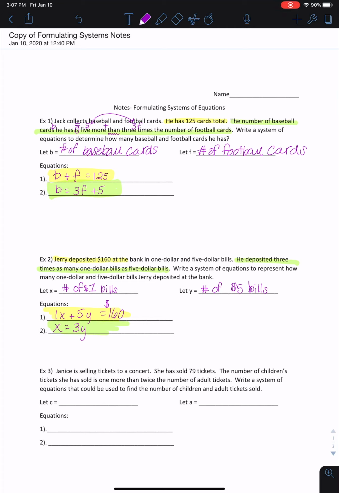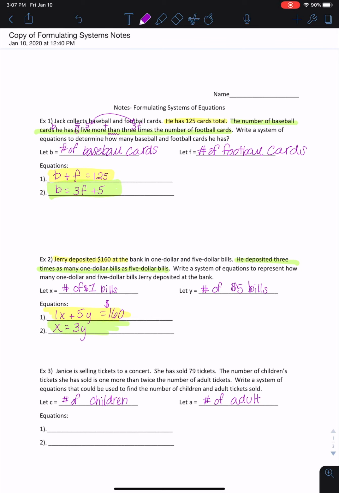All right, Janice is selling tickets to a concert. She has sold 79 tickets. The number of children's tickets she has sold is 1 more than twice the number of adult tickets. Write a system of equations that could be used to find the number of children and adult tickets. C is going to represent the number of children tickets, and A is going to represent the number of adult tickets.